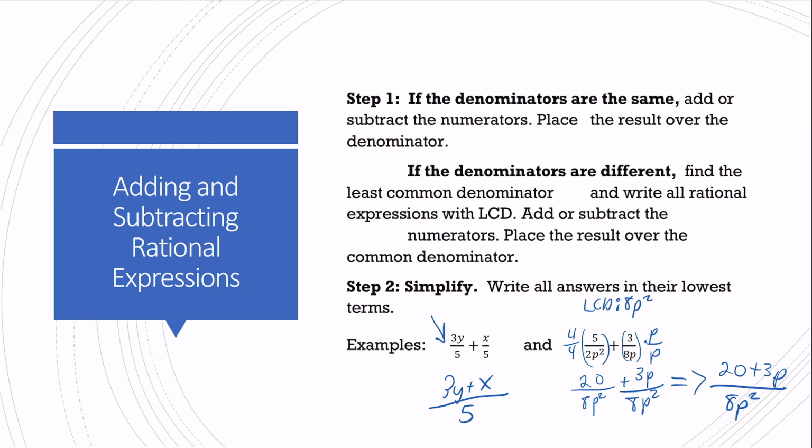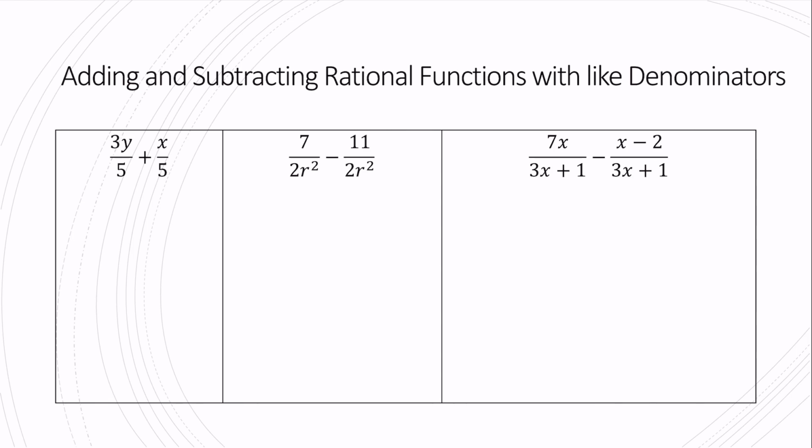So let's practice adding some fractions first with the same denominators and then with different denominators, and we need to make sure that we are simplifying, if we can, as we saw in section 6.1, as we go along. So we already did this first example, but I can do it again. I have 3y plus x over 5. For my second example, I have 7 minus 11 over 2r squared. 7 minus 11 gives me a negative 4 over 2r squared. And then I see that I can simplify out a factor of 2. So I have negative 2 over r squared.